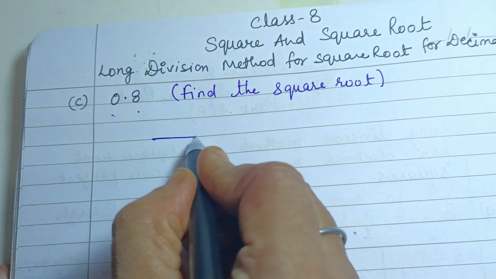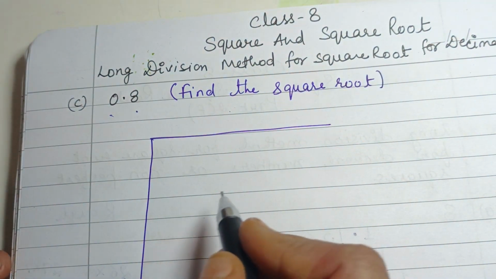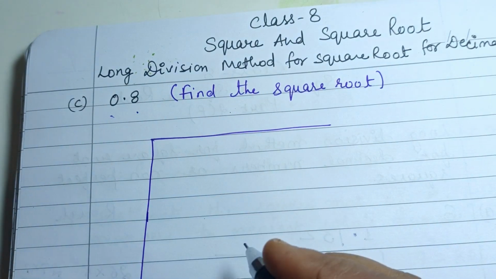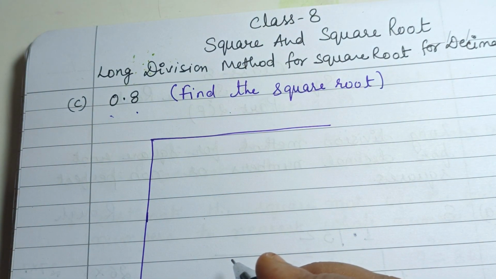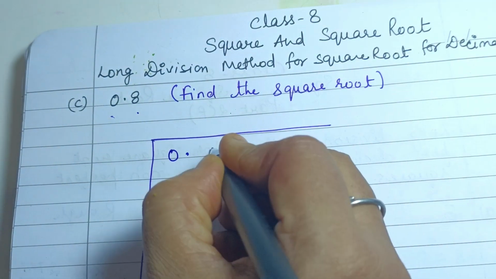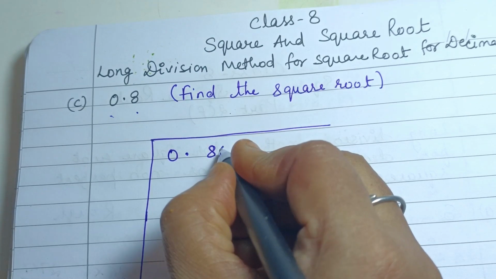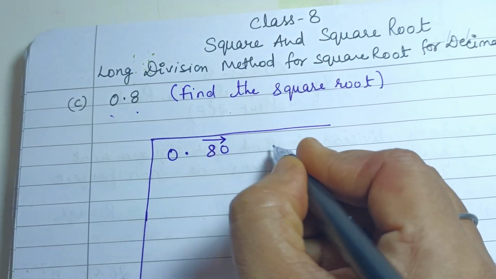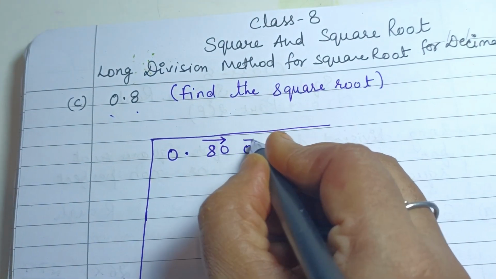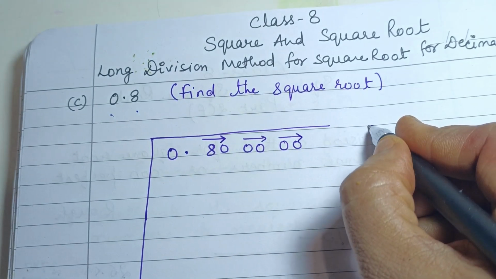When you do the pairing in the case of the whole part, the pairing is from right to left. But here in the decimal part, the pairing will be left to right, that means in this direction. The pairing of decimal numbers is always in which direction?